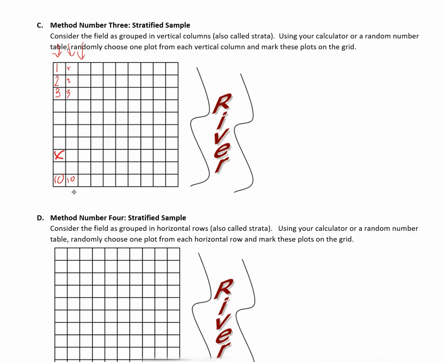Use your calculator, random integer. Get a random number between 1 and 10. I got 4. And that's the plot I'm going to pick in that group. Okay, and I'm going to do this again for column 3, 4, 5, all the way until I get to 10. So I should have 1 X in every column. Okay, go ahead and pause and complete method 3.